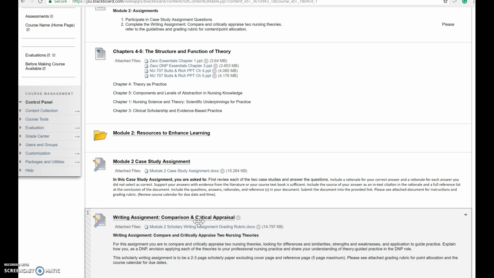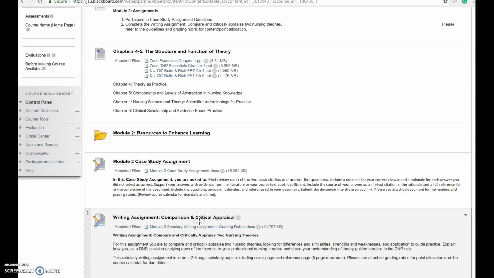And so this is for you to compare and critically appraise two nursing theories. You're going to carefully review the instructions, and then you're going to review the points that are allocated for this. So let's look at what it says here at the top.